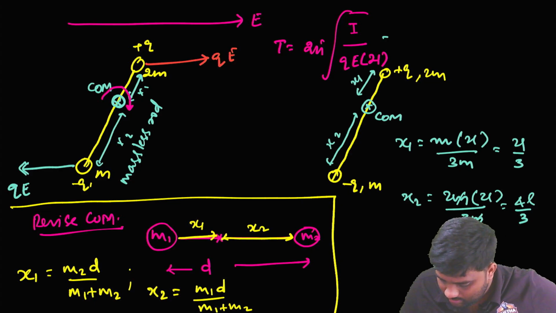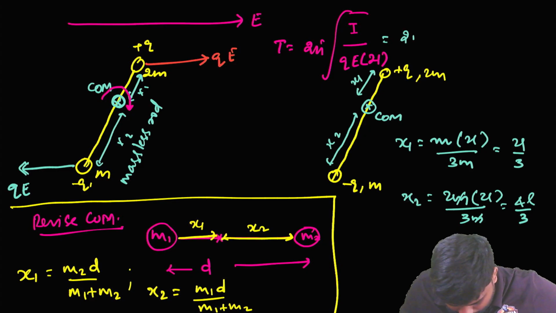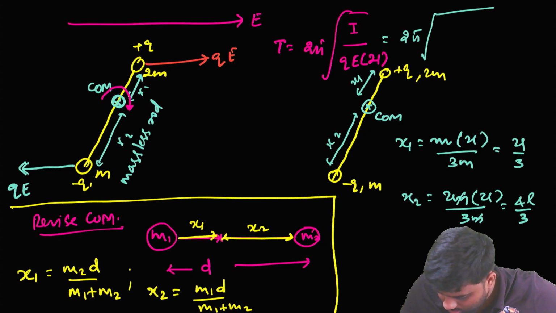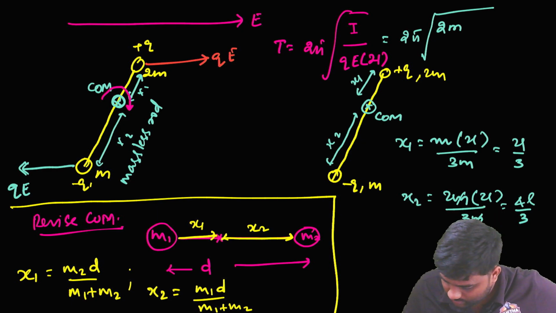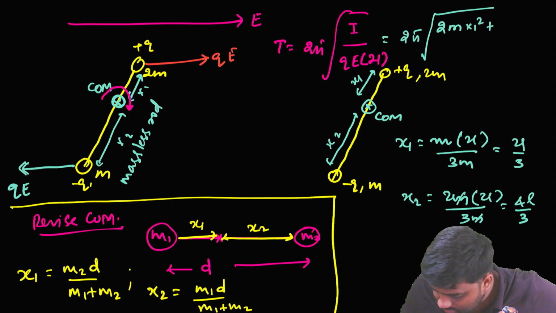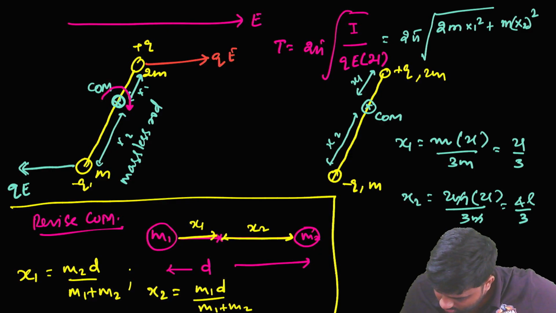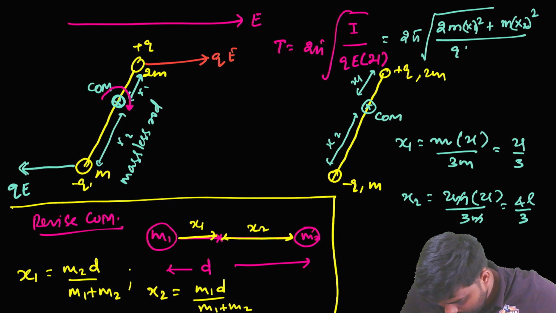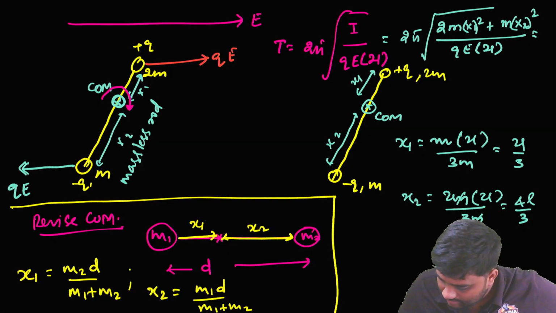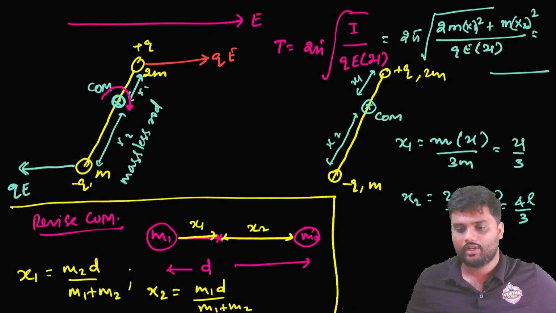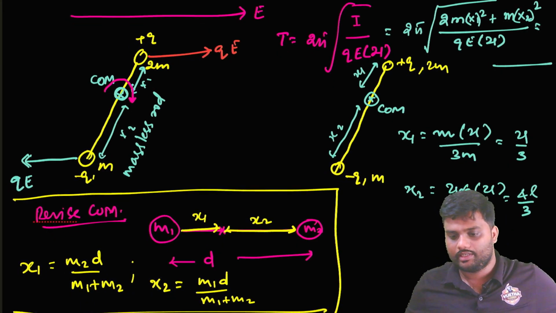So from here it is equal to 2 pi under root of 2m, the 2m mass, x1 square plus m into x2 square, divided by QE into 2l. If you do it, you will get the time period. Understood? This is what today's class is.